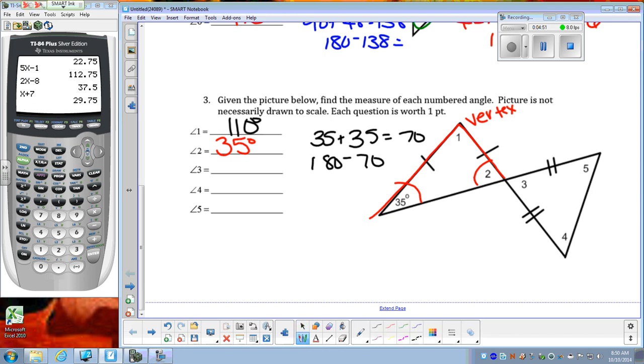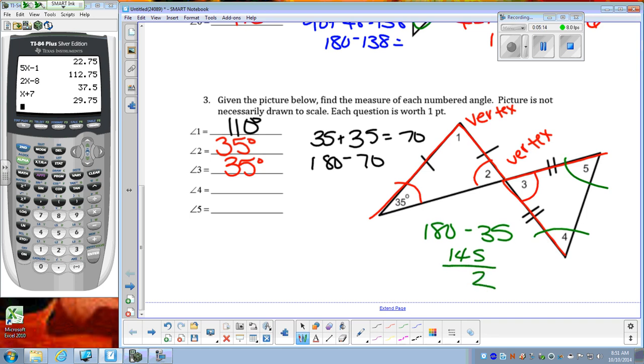Now, since 2 and 3 are vertical, I know that 3 is also 35 degrees. This time, angle 3 is my vertex angle because it's the one made by my two congruent sides. So to find angle 4 and 5, I know they have to be the same thing. So I do 180 minus the 35-degree angle for angle 3. That's 145, and then divide that by 2, and I get that angle 4 and angle 5 are both 72.5 degrees.